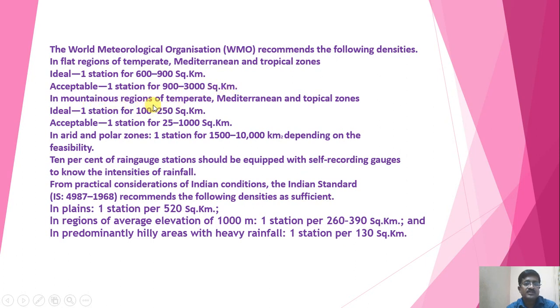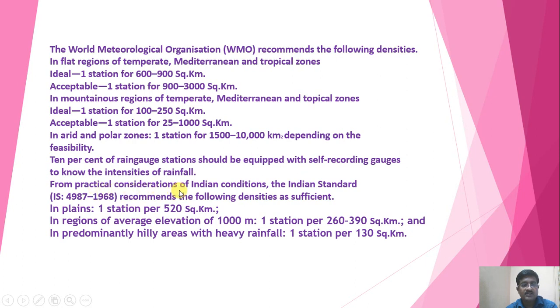In mountainous regions of temperate, Mediterranean and tropical zones, ideal: one station for 100 to 250 square kilometers. Acceptable: one station for 25 to 1000 square kilometers. In arid or polar zones, one station for 1500 to 10,000 square kilometers depending on the feasibility. 10% of rain gauge stations should be equipped with self-recording gauges to know the intensities of rainfall.